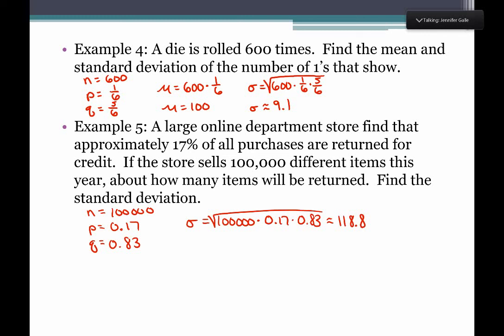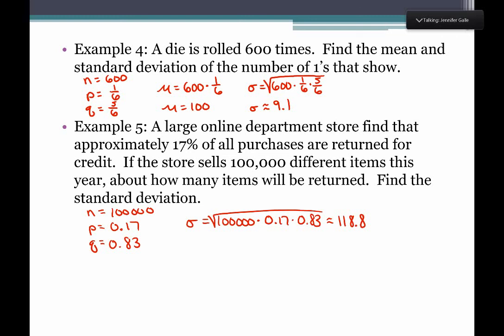And also, be careful as well, if you're given a percent or a specific probability, don't automatically assume that that's going to be your success percent. Make sure you read the question carefully. This question could have just as easily read, how many items will not be returned? And then our probability of success is 83%. So just be careful with that piece.